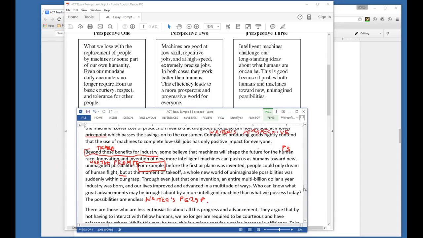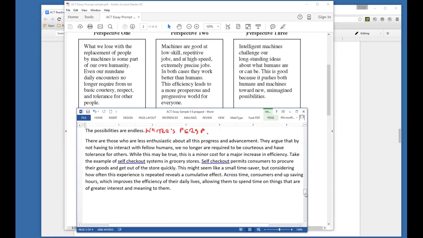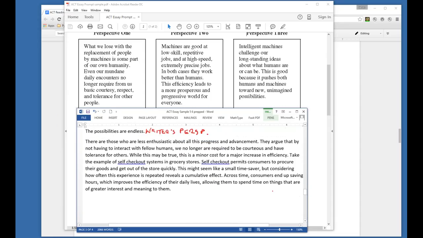Great. All right, so now that we've dealt with perspective number two and perspective number three, whose perspective are we going to get in this third paragraph? Anybody want to make a prediction? What do you think? We've talked about perspective two. We've talked about perspective three. What are we going to get in this one? Nobody? Yeah, that's right. Perspective number one.